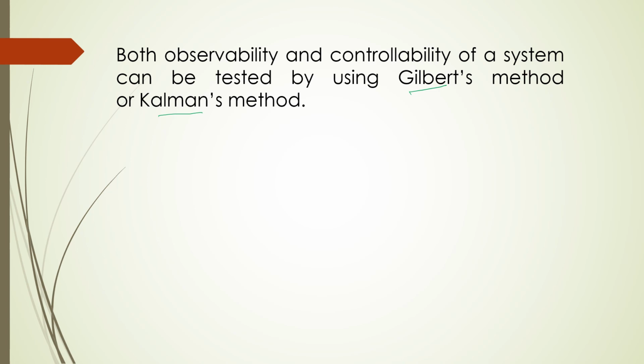Using Kalman's method, we can't predict where the state variable is uncontrollable or unobservable. Whereas in Gilbert's method, we can say where the system is going to be uncontrollable. That is, we are able to predict the state variable where it went for uncontrollability or unobservability. So this is the major advantage and disadvantage of these two methods. We will use these methods to solve problems to predict whether the system is controllable or uncontrollable, observable or unobservable.